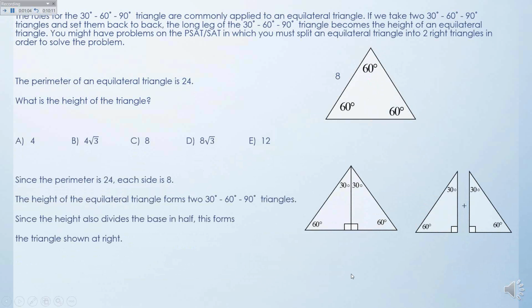And so our formula, remember, was x, 2x, x root 3. If this side right here is 8, which is what they said, this side is 8, that means this side has to be half that, which would be 4, and this height would be 4 root 3. Look at this. Here's your short leg, okay?